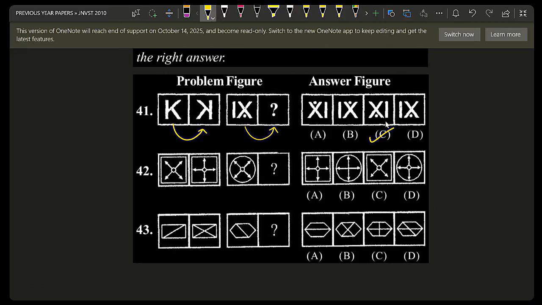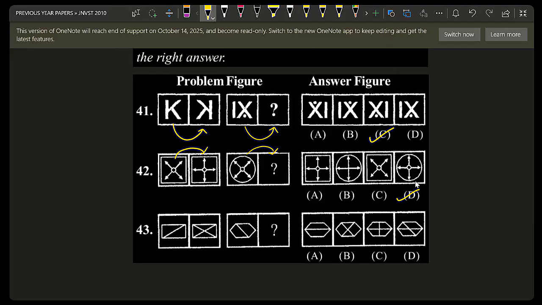And 42. What is happening? The arrows are moving one step clockwise or anti-clockwise. So in this circle also, if you move, they will become straight. That means actually they are inclined, they'll become horizontal and vertical, and it should be a circle. So these arrow marks are rotated. If you rotate these arrow marks, it will become option D.